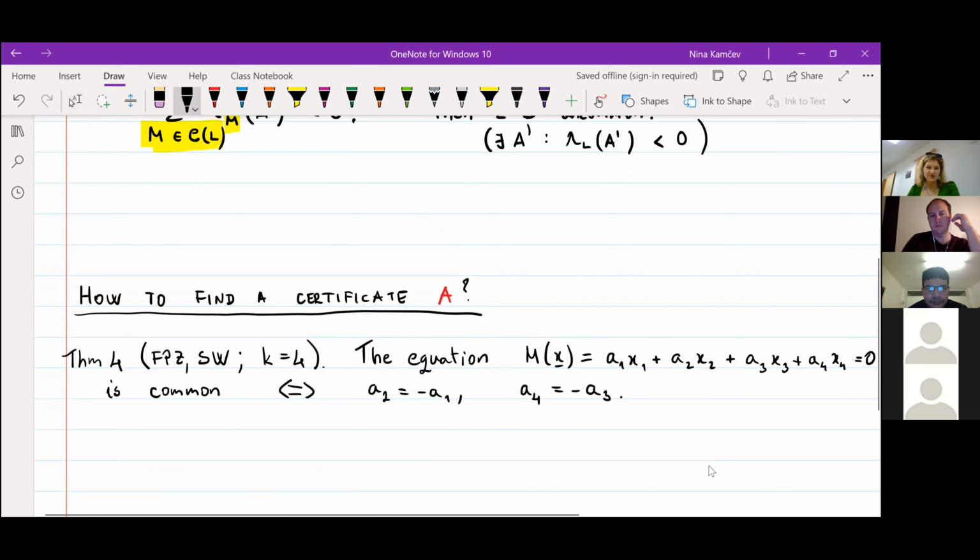We'll stick to the case of 4 variables. I think that's illustrative enough. Fox, Pham, and Zhao, in conjunction with Saad and Wolf, characterized single equations. So let's go back to single equations. This is a single homogeneous equation M. And they said that this equation is common if and only if the coefficients come in these inverse pairs up to reordering.